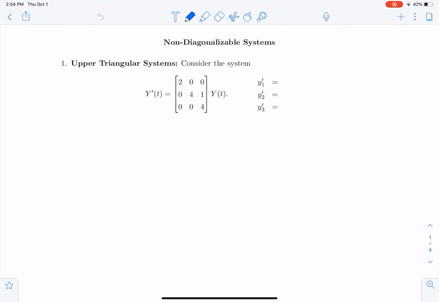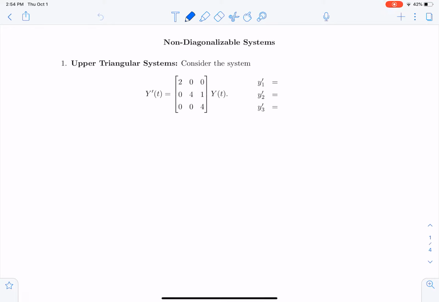In the previous video, we talked about diagonalizable systems, systems of the form y prime equals A times y, where the matrix A is diagonalizable. Now I'd like to talk about non-diagonalizable systems. These are systems of the form y prime equals A times y, where the matrix A is not diagonalizable. And I'm going to start with an upper triangular system.